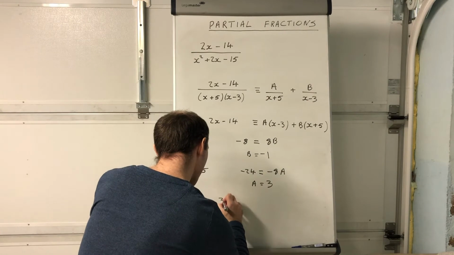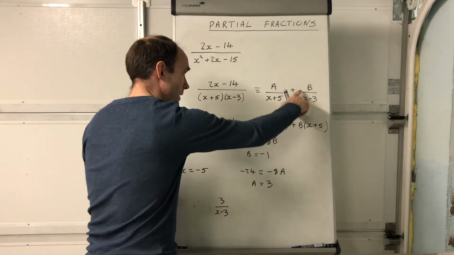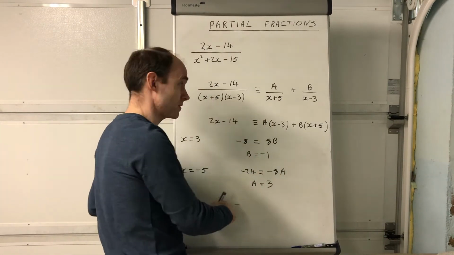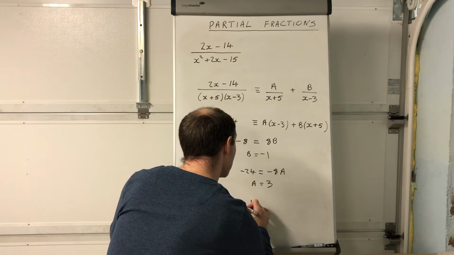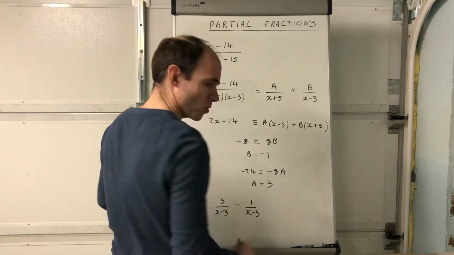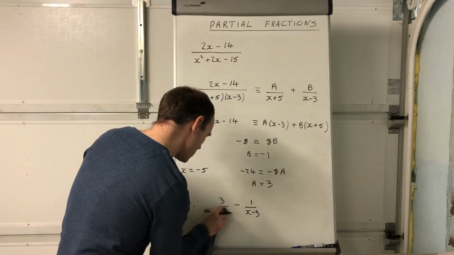x plus 5, plus B, which is negative 1. So because it's negative 1, I'm going to write subtract for the fraction. Subtract 1 over x minus 3. Whoops, did you see what I did there? The first one should be 3 over x plus 5. I apologise about that.